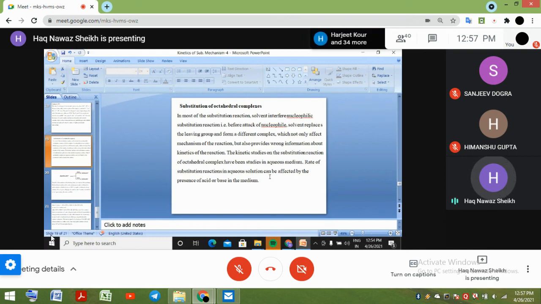Then you have anation reactions. Anation reaction means when an anion substitutes for a water molecule. The reverse of aquation is called anation. That we will discuss next time.